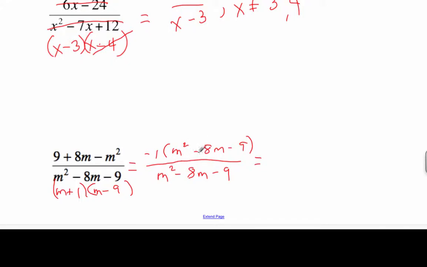Alright, so looking back at these examples that we have here, notice how both of these are going to be gone because they're exactly the same. So when I factor this, I'm actually left with just negative 1. However, I still have to talk about what the variable cannot equal. M is not allowed to equal negative 1. It's also not allowed to be 9. Alright, so that's simplifying rational expressions. Hopefully we're good to go.